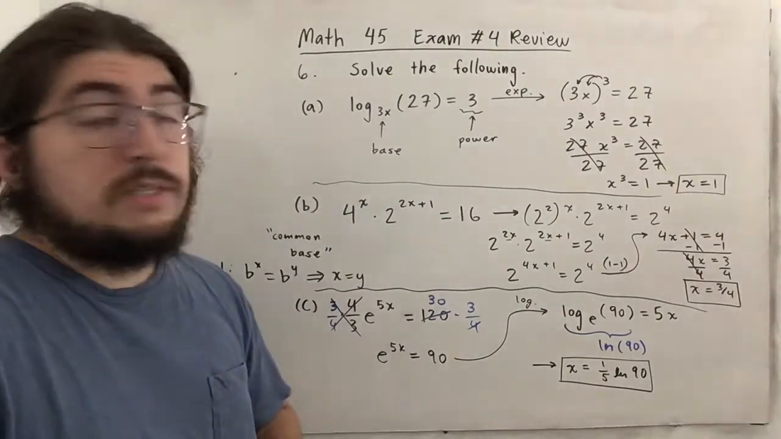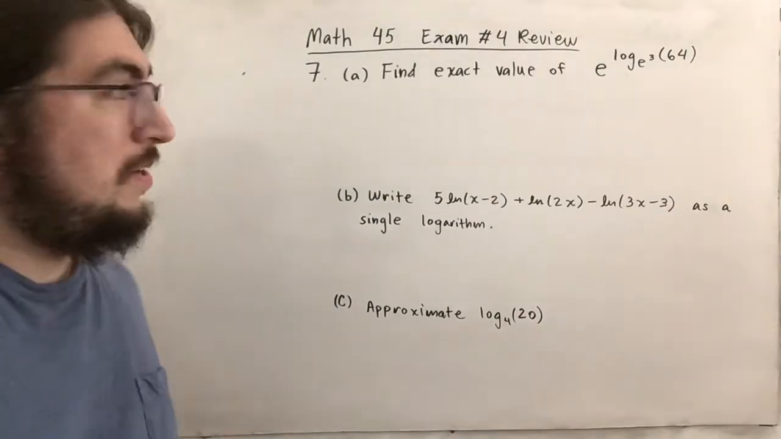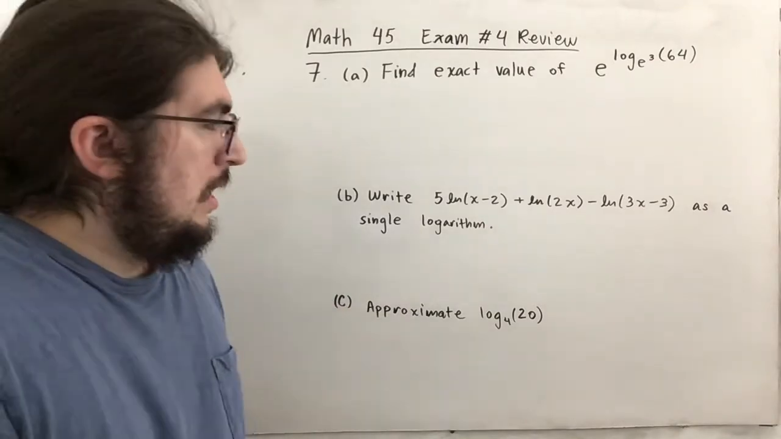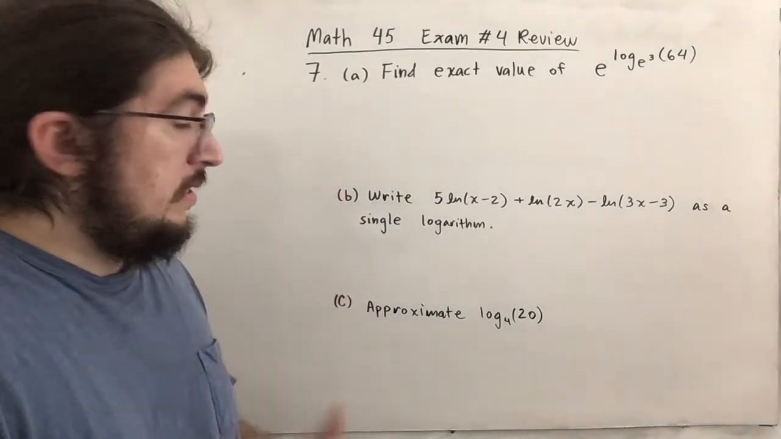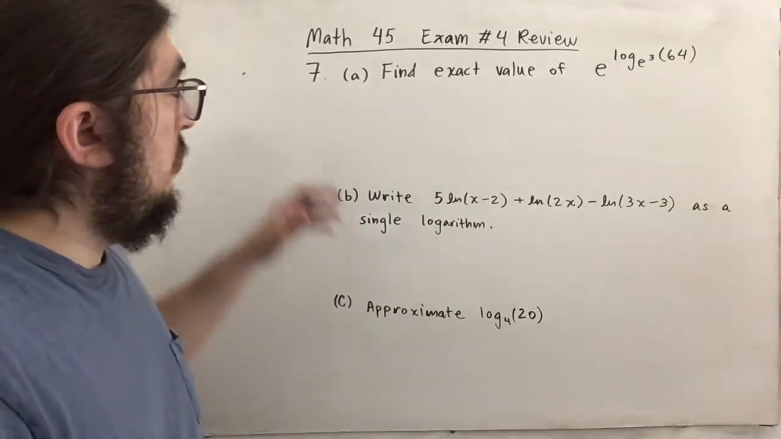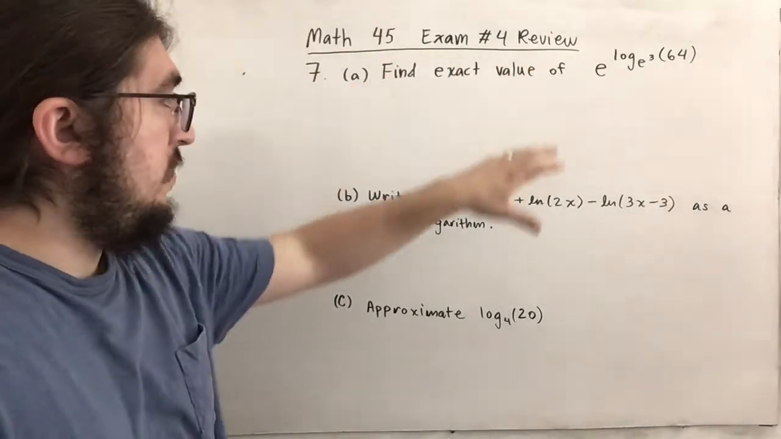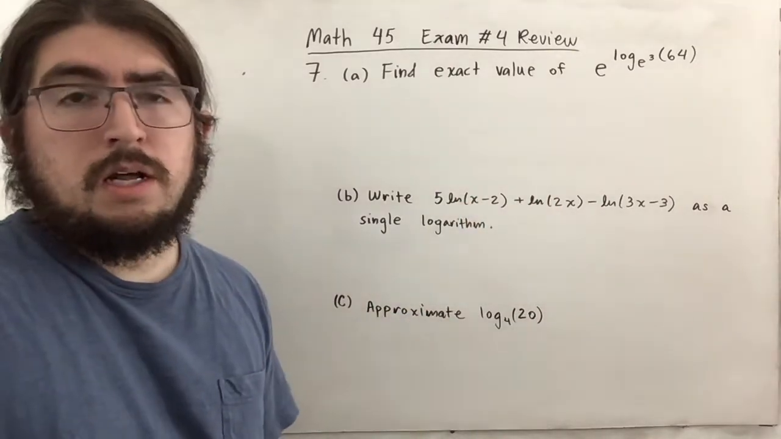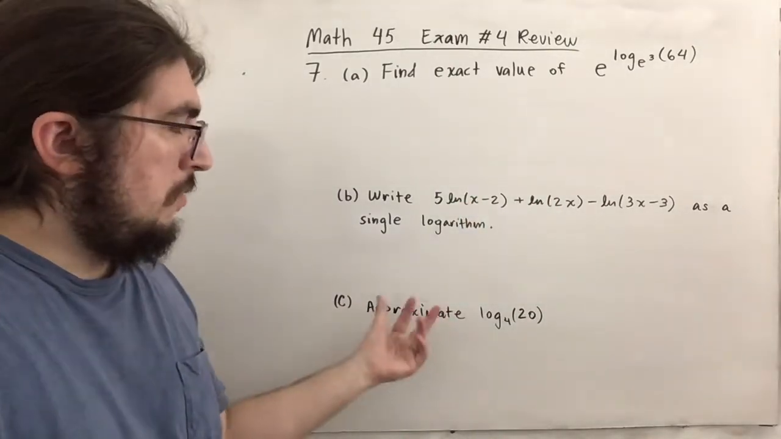Okay, so now moving on to number 7. Number 7 here has three different types of problems. In fact, the instruction for 7 is just answer the following. So for A, we're asked to find the exact value of this. For B, we're asked to combine this somehow into one single logarithm. And for C, we're asked to approximate this.